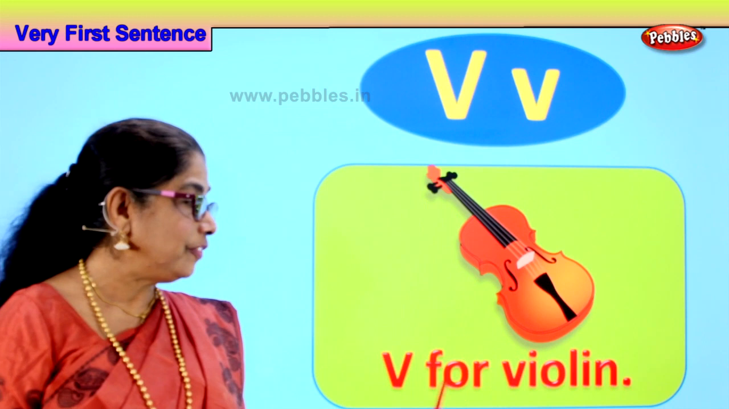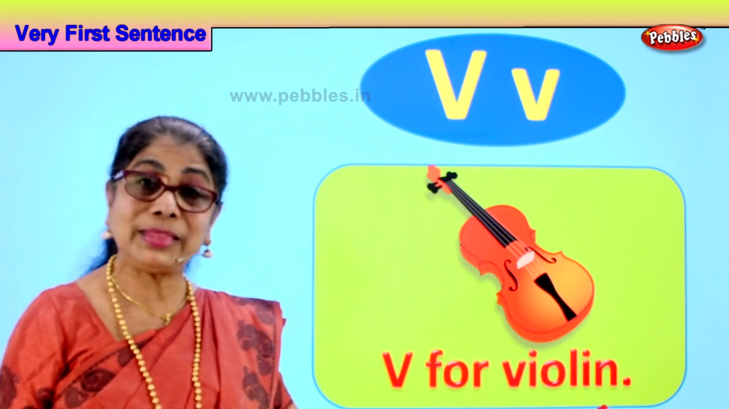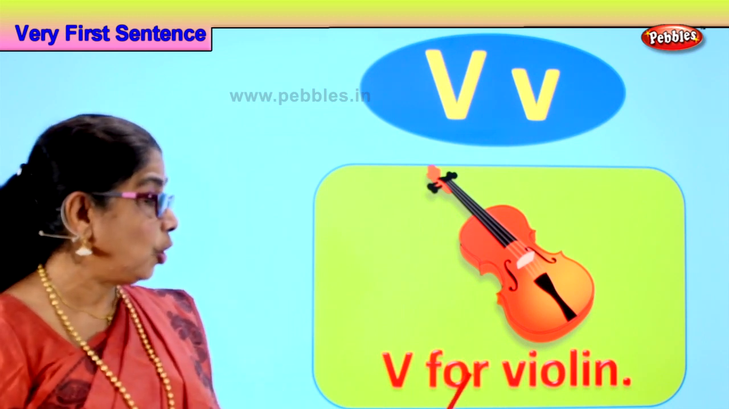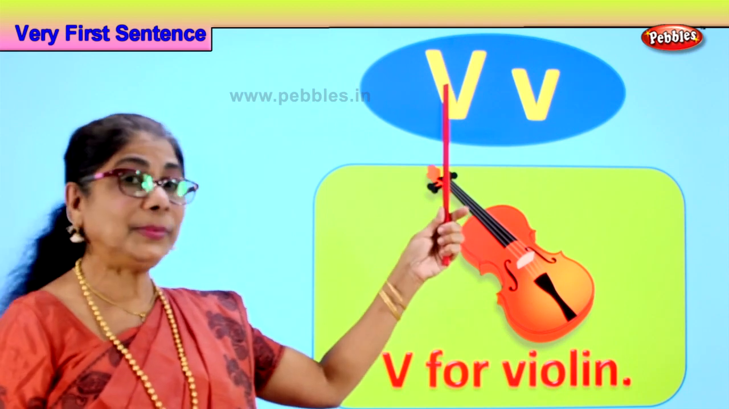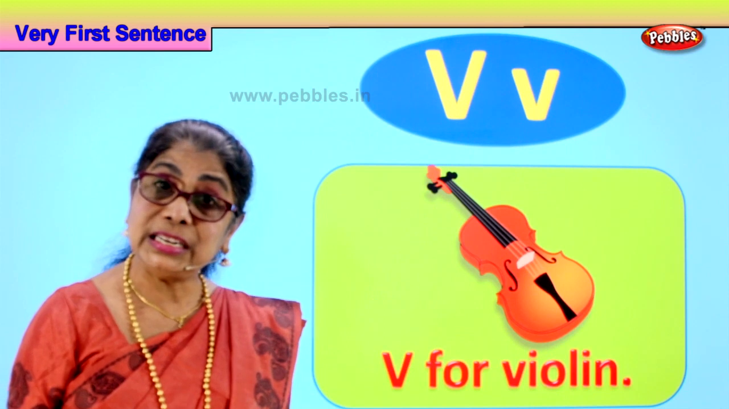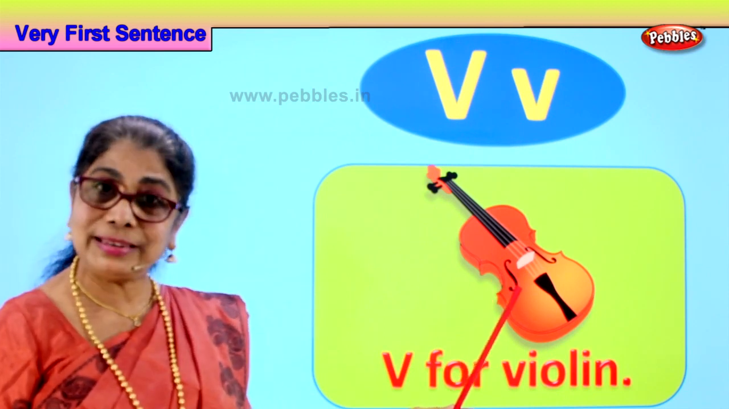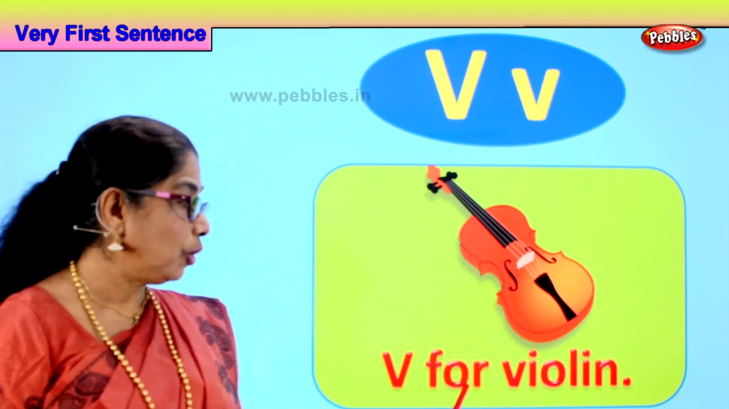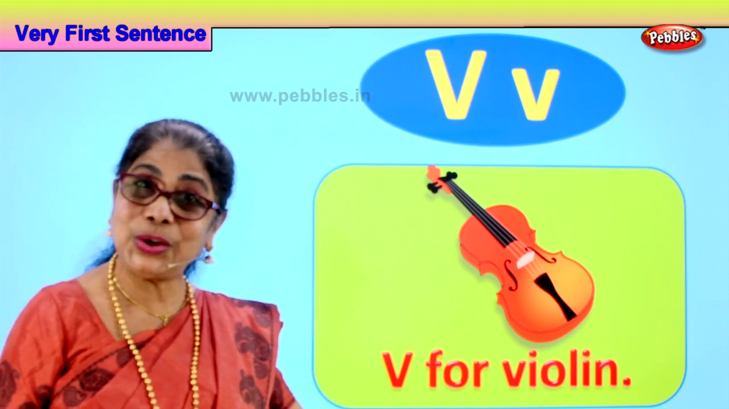Let's read. V for violin. Read it again. V for violin. Capital letter V, small letter V, and the sound is V. Here is a picture of a violin. Read. V for violin. Good.